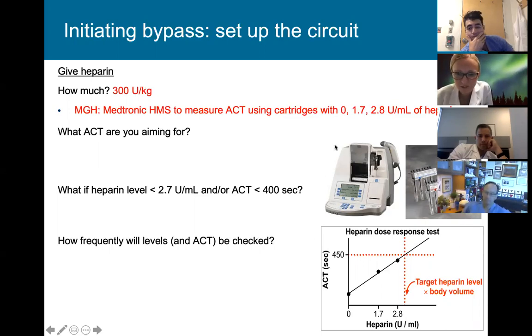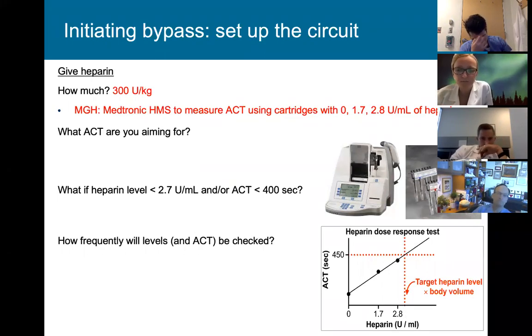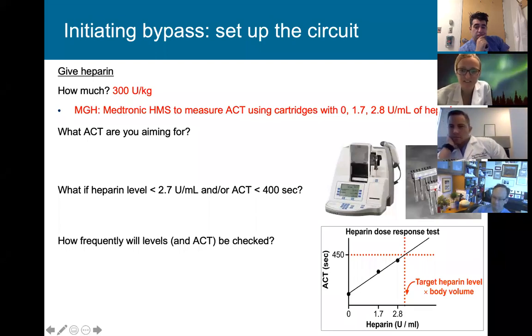Excellent. I've depicted the Medtronic heparin management system here, which is the machine shown. There are specific cartridges that have 0, 1.7, or 2.8 units per milliliter of heparin. Once you add the patient's blood, it measures your ACT, and we look for an ACT of 450, then figure out what your heparin concentration should be, and multiply that by the patient's blood volume to determine the actual dose to give. It's an approximation. For the boards we want to know 300 units per kilogram, but in-house this is the system they actually use to give you that number.